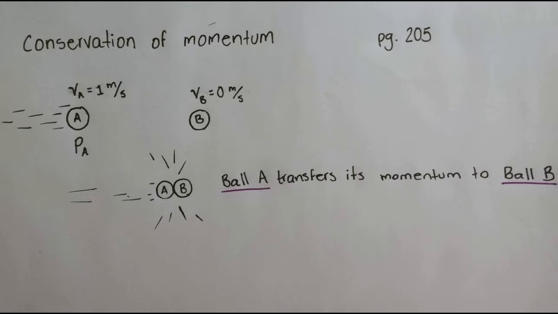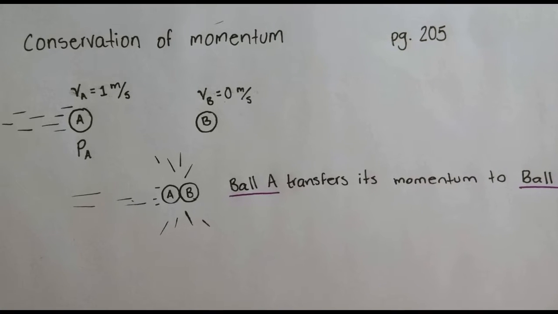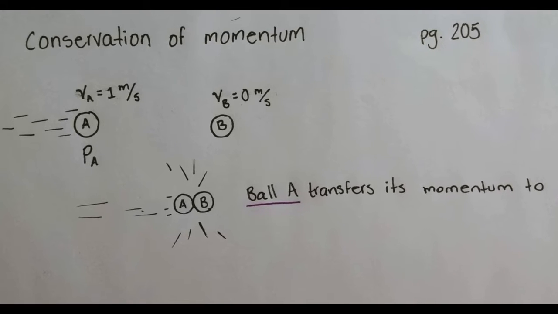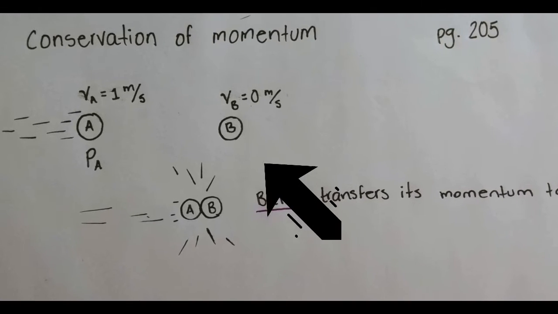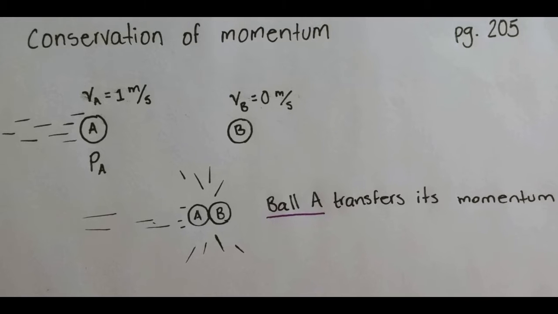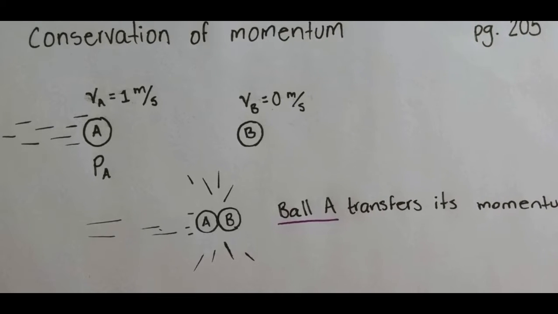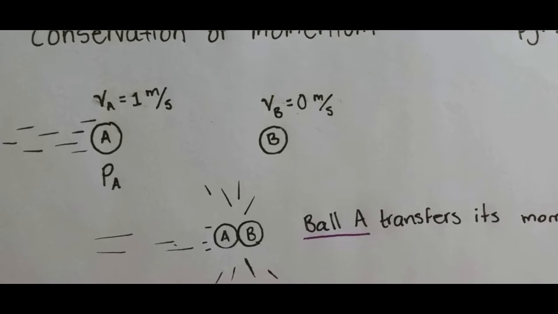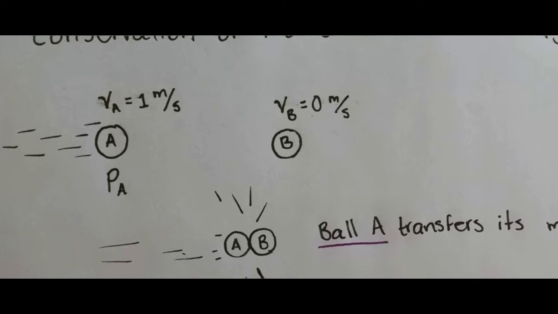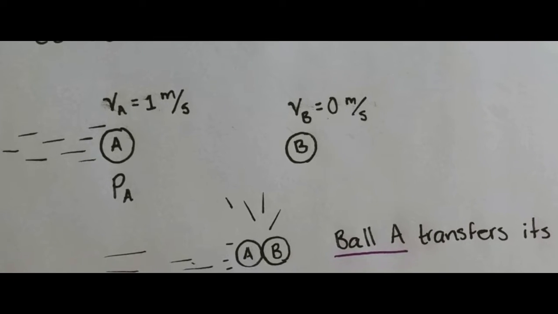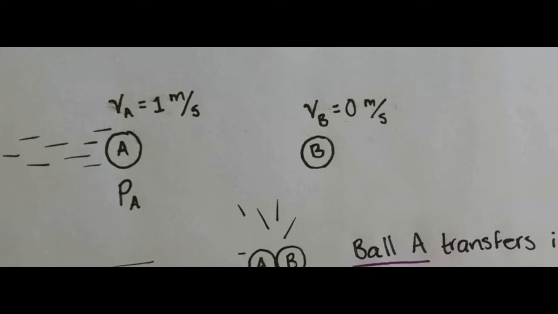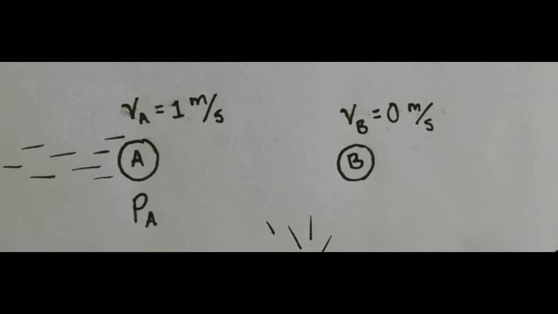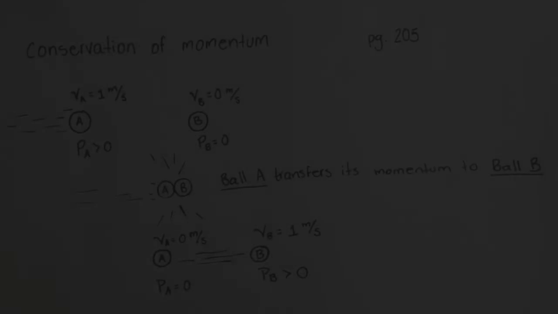As you can see in the picture, we have one ball that is moving, which is ball A, and we have also a ball at rest, which is ball B. Ball A has a velocity, let's say 1 meter per second. So that means that the momentum of ball A is greater than 0. It has a momentum. While ball B has a velocity of 0 meters per second, which is at rest. So that means that the momentum of ball B is 0.